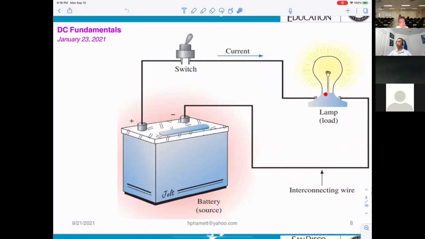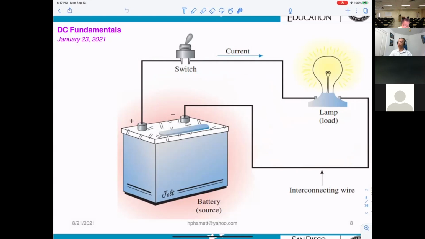Now, how come we get that current? The reason you get a current is that you get electrons moving from the negative to the positive. Electron current. And they're telling you how we get the current. But we'll be using the conventional current. That means current all the time will be flowing from positive to the negative.